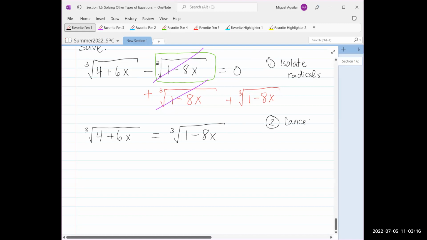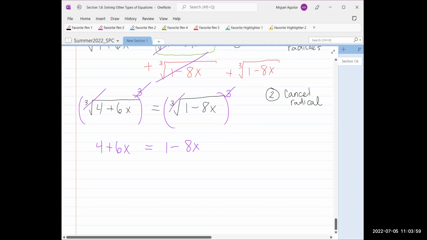is to cancel the radical using its corresponding or its opposite exponent. So what exponent do I need to use here to cancel out the radical? 3. So just like on the last problem, let's do something to each side of the equation. Let's raise both sides of the equation to the third power, because I know that the third root and the third power cancel out. So this is going to leave me with 4 plus 6x is equal to 1 minus 8x. No more radicals.